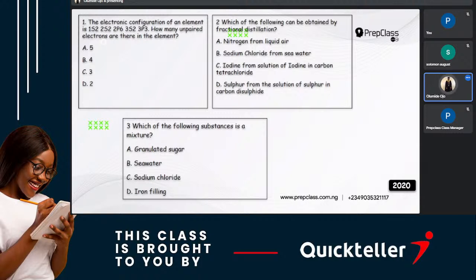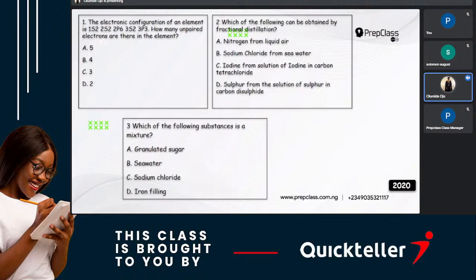Now, let me explain, starting with B. Sodium chloride from seawater, you can get that by evaporation. If you evaporate the seawater, you get your sodium chloride. That's by evaporation, not fractional distillation. Then iodine sublimes. So iodine from the iodine in carbon tetrachloride, you can get by the sublimation method. While sulfur from the solution of sulfur in carbon disulfide, you can also get that one.